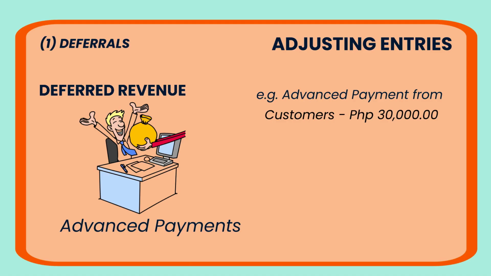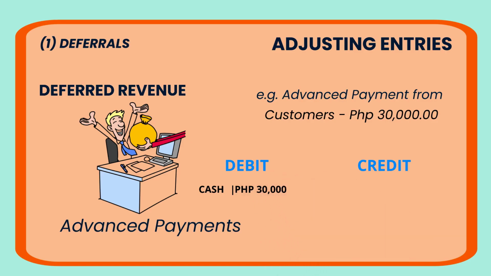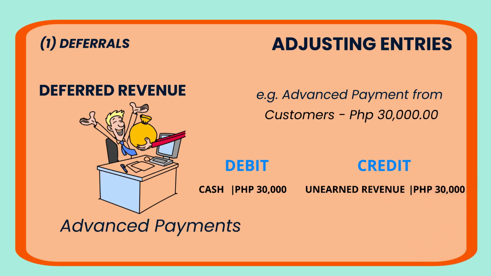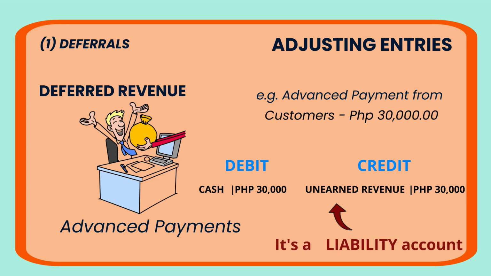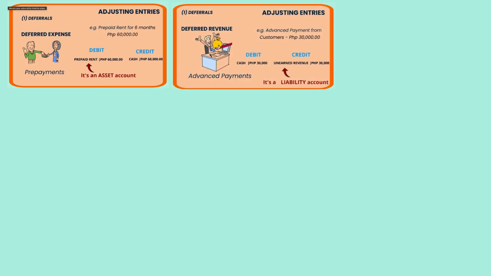Papaano mo ito i-journal? Sa journal, you are receiving cash kaya nasa debit or left side siya, and you are going to credit the account unearned revenue. Over time, you will recognize the revenue as soon as you deliver to your customer, as you earn the revenue. We will talk about that in the next video. Now, you have seen deferred expense, which is not an expense but an asset. And you've seen deferred revenue, which is not a revenue but a liability.